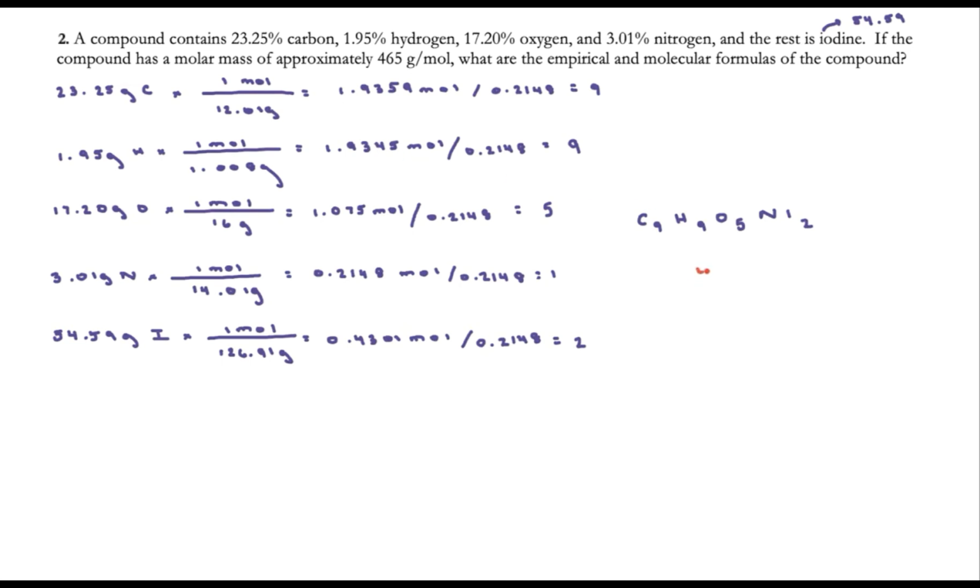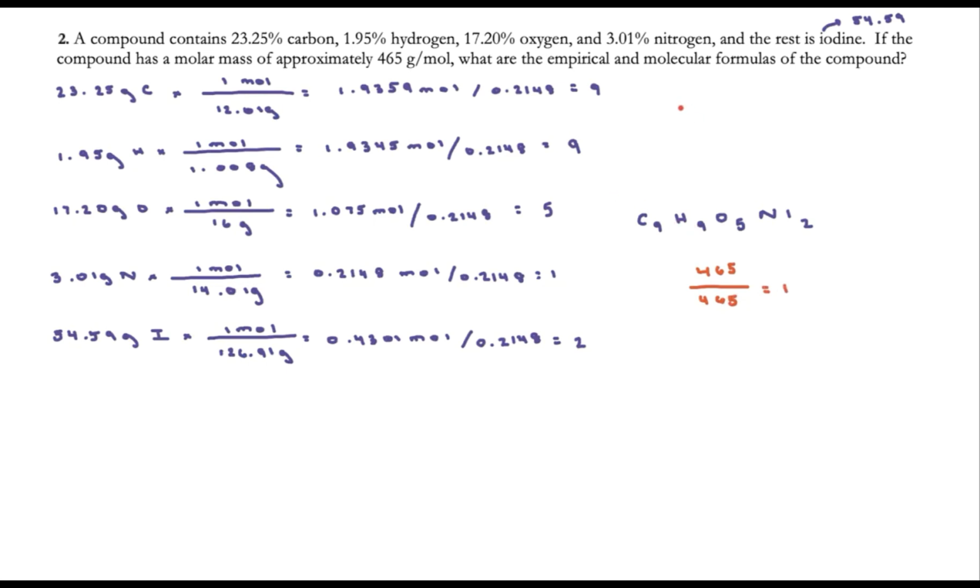Now, in order to determine my molecular formula, I need to take the molar mass of my molecular formula, which is 465, and I'm going to divide it by the total molar mass of my empirical formula here. So 9 times 12.01 plus 9 times 1.008 plus 5 times 16 plus the molar mass of nitrogen, which is 14.01, plus 2 times the molar mass of iodine, which is 126.91, and I get 465.8, which is basically 465 divided by 465 gives me 1. So what that tells me is my empirical and molecular formula are the same.